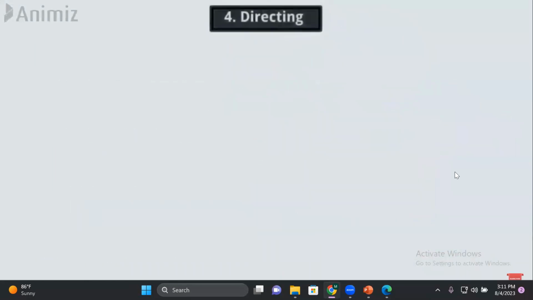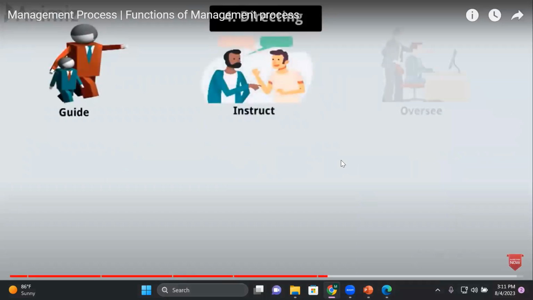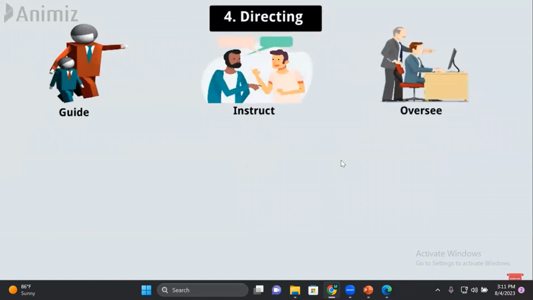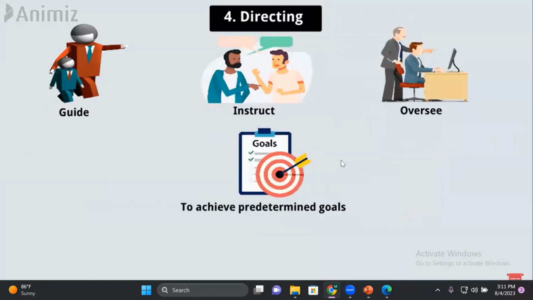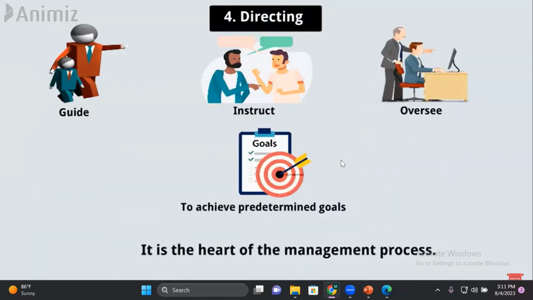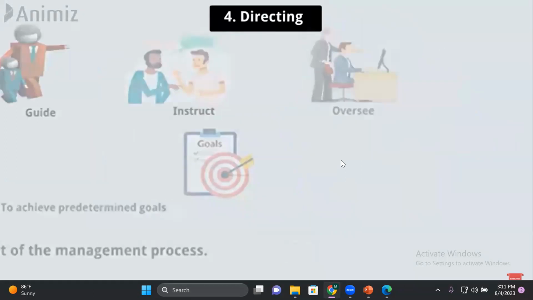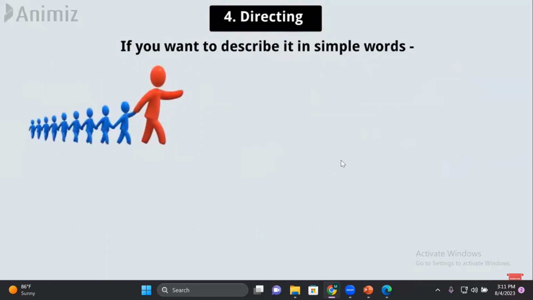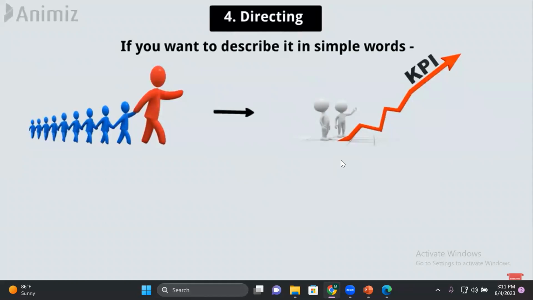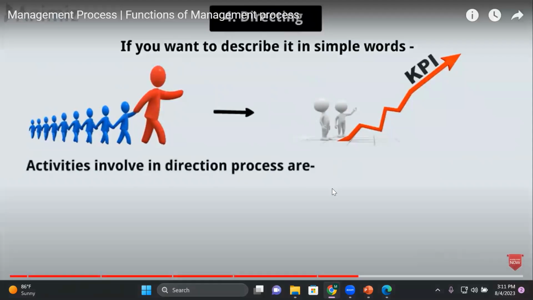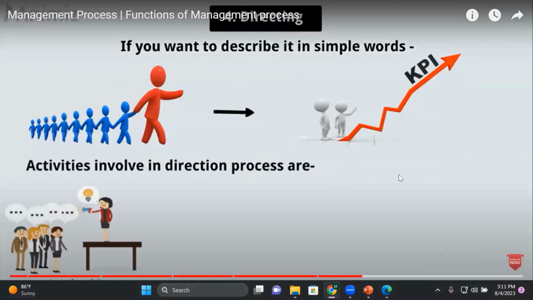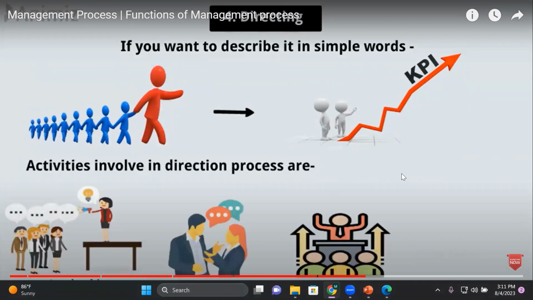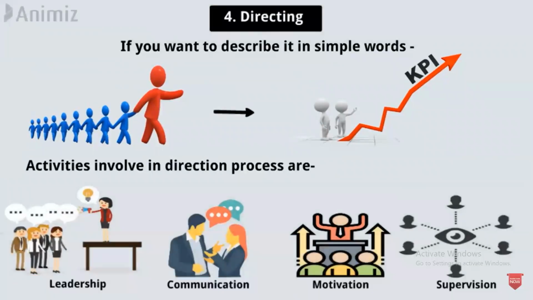4. Directing. Directing is a process in which managers guide, instruct, and oversee the performance of the employees to achieve predetermined goals. It is the heart of the management process. If you want to describe it in simple words, it is actually providing guidance to the workers, to perform to the best of their abilities and capacities. Activities involved in the direction process are leadership, communication, motivation, and supervision.